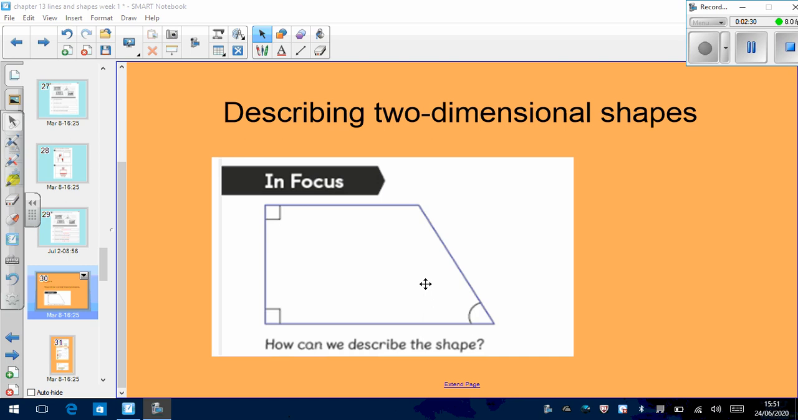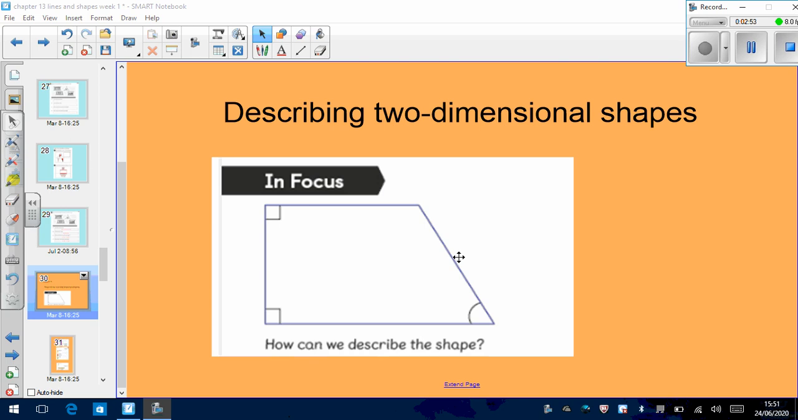So, what did you say about this shape then? Let's start by talking about its sides. Melissa, go for it. Spot on, Melissa. It's got 4 sides. 1, 2, 3, 4. Does anybody know what that makes it?